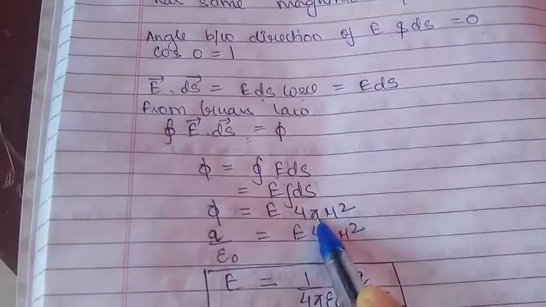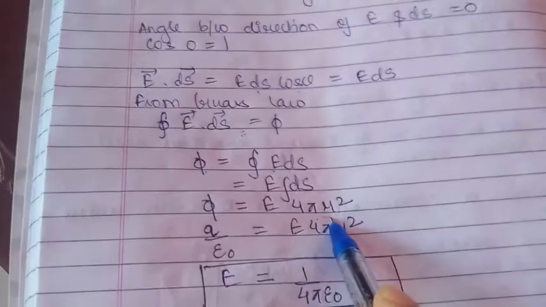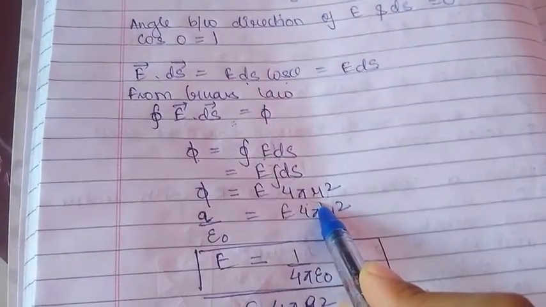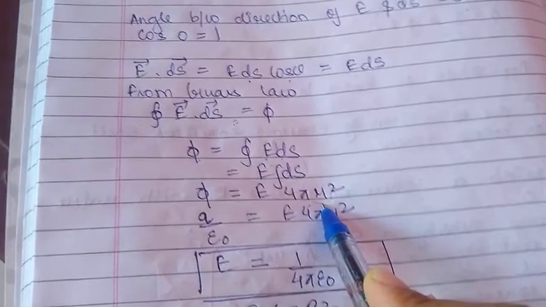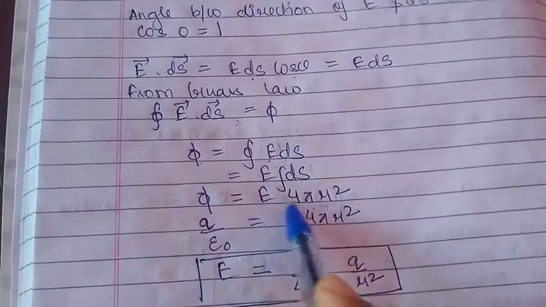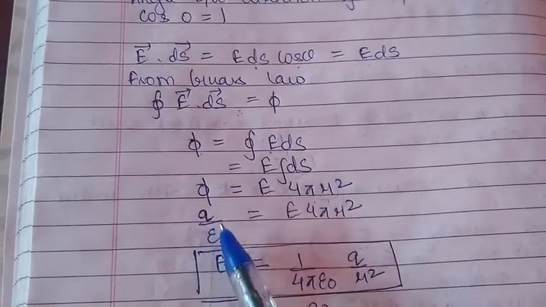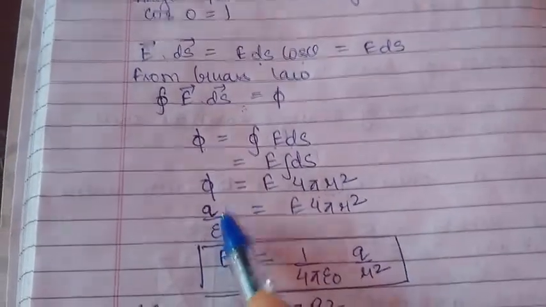Now the surface area of the sphere is 4 pi r square. Here we are taking small r because we are considering the Gaussian sphere which we have drawn, which passes through point P having a radius small r. So this is E 4 pi r square. Now according to Gauss law, the flux is Q by epsilon naught, where Q is the charge.